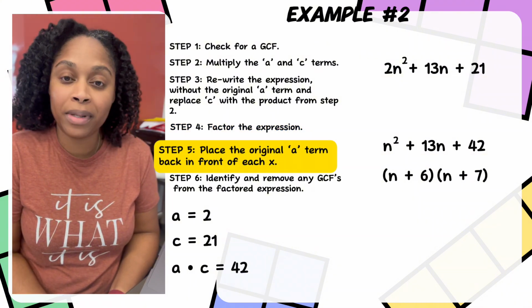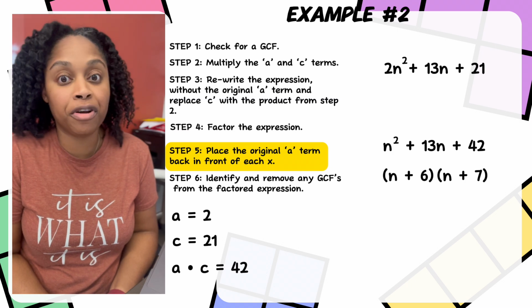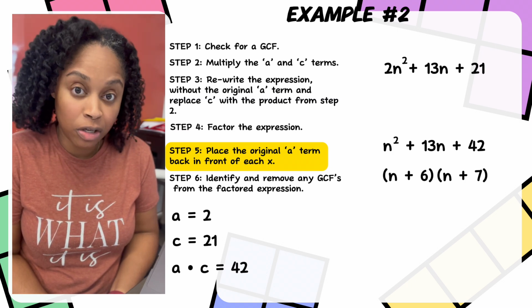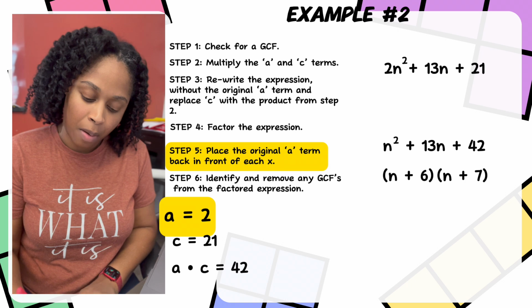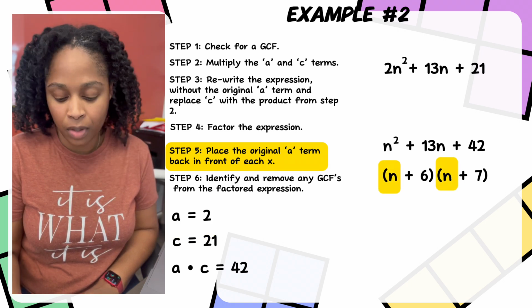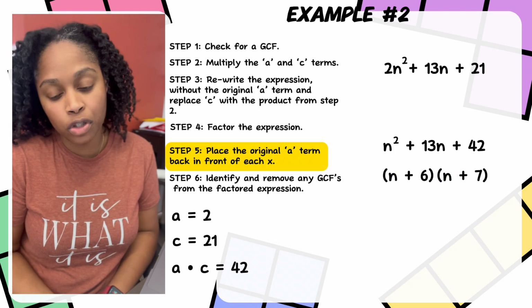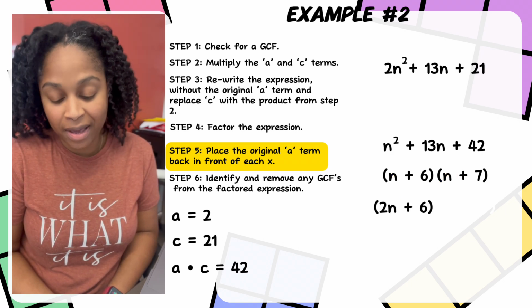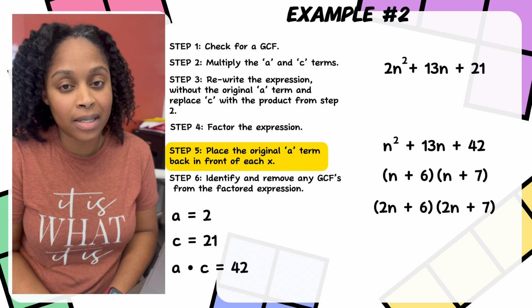So step 5, we're going to place the original a term back in front of each x. Okay, so our original a term was 2. I'm going to put the 2 back in front of each of our variables. All right, instead of having n plus 6, I have 2n plus 6. Instead of having n plus 7, I now have 2n plus 7.